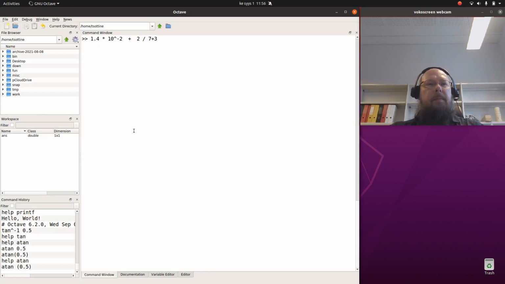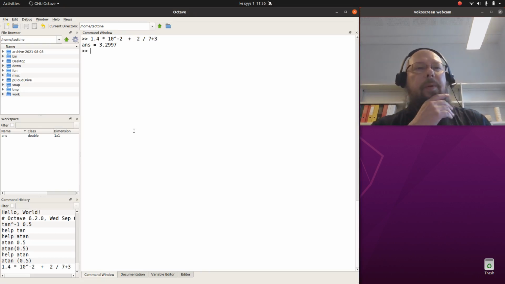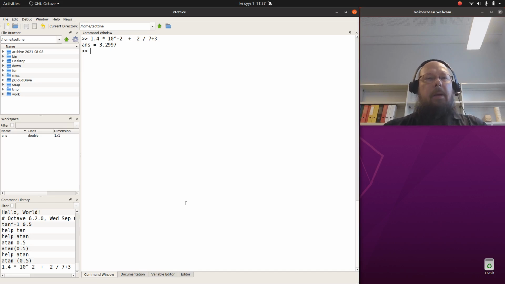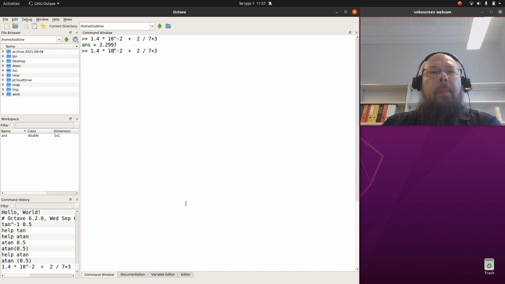And let's just type enter, and we get something like 3.2997. This is not the same as here. So what was the problem here? The problem is, if I press arrow up, this here is the problem. I put the spaces there, so it's always a good idea to put spaces so it's easier to read for the human reader, but unfortunately Octave does not care about these extra spaces at all.